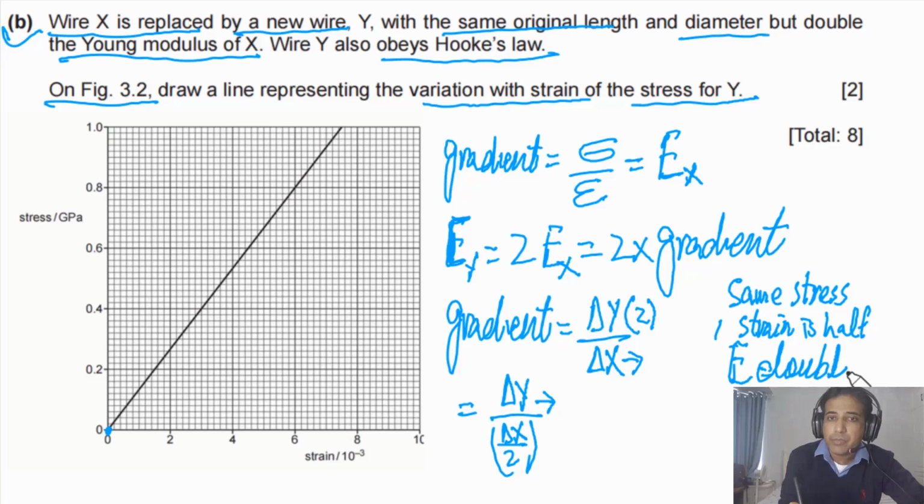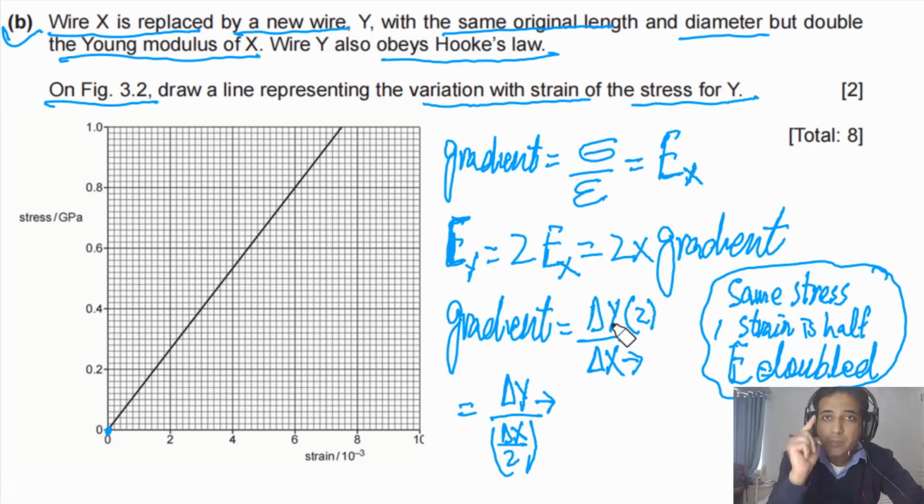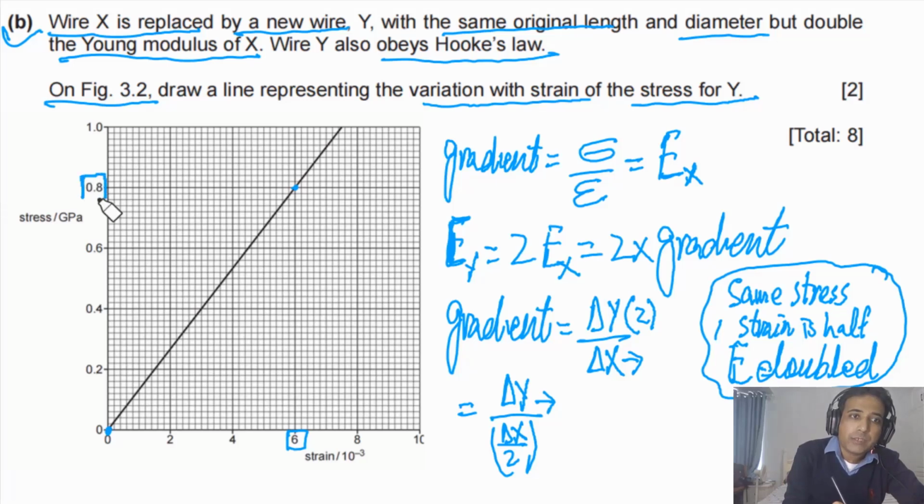So this is the main concept you need to understand. So E is double, and vice versa is also true. We can keep the same strain and we can get double the value of stress, so Young modulus again will be double. So these are the points you need to understand. Now we can take any point, but this point is quite an easy point. At this point you can see we have a value of strain and we have this value of stress.